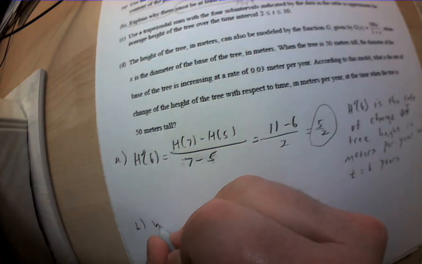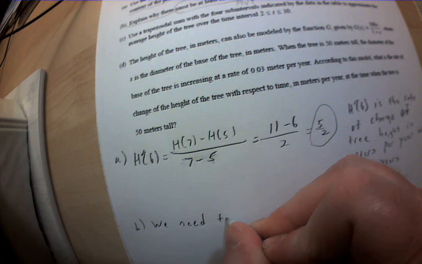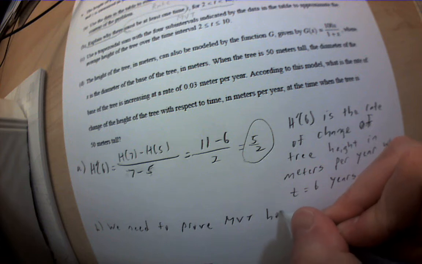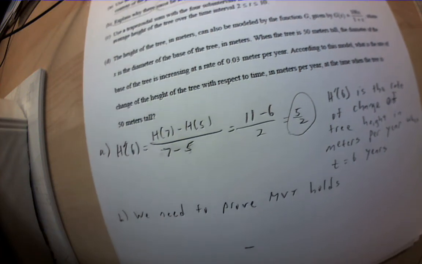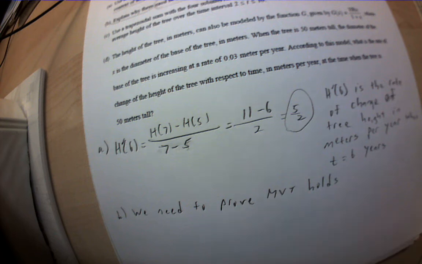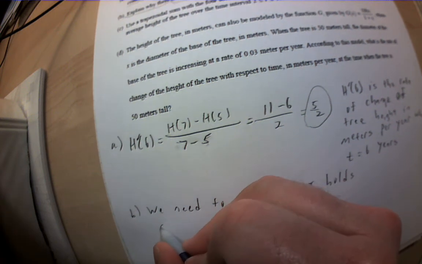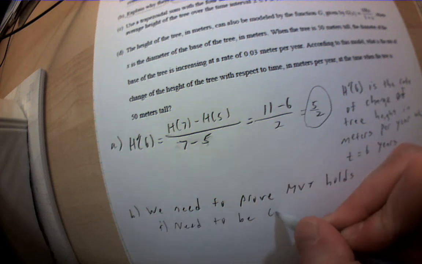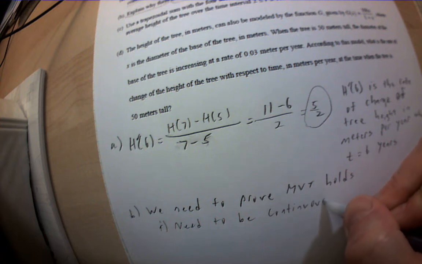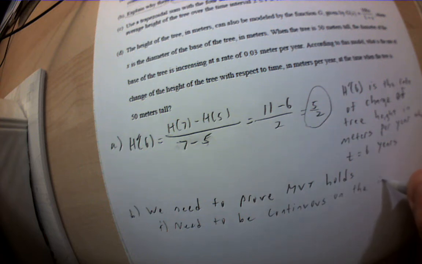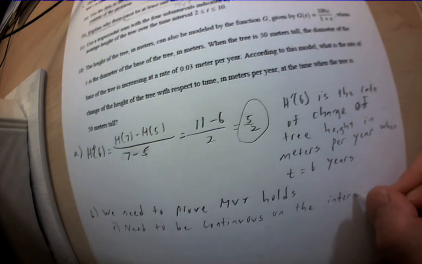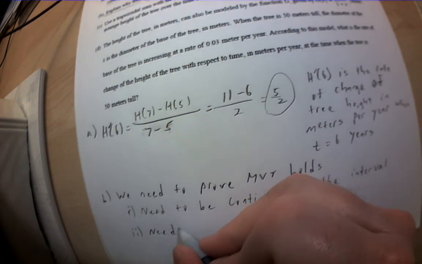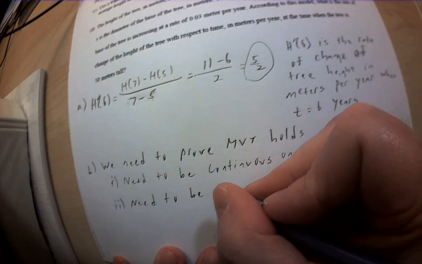Remember B, we need to prove the mean value theorem holds. That's what we're doing, okay? So if you remember, there's 3 things for the mean value theorem that have to hold. 1, it needs to be continuous on the interval. It's got to be continuous on the interval. 2, it needs to be differentiable.